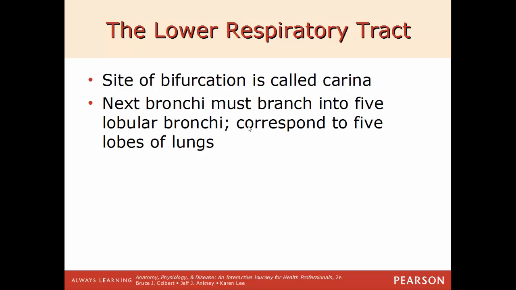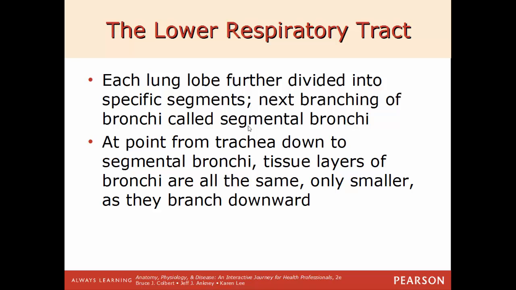Now, the next bronchi will branch into 5 lobar bronchi. These will correspond to the 5 lobes of the lung. The right lung has 3 lobes, and the left lung has 2 lobes. Now, each lung lobe is further divided into specific segments, and the next branching of the bronchi is called segmental bronchi.